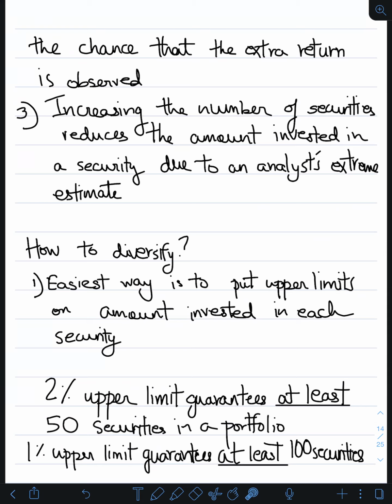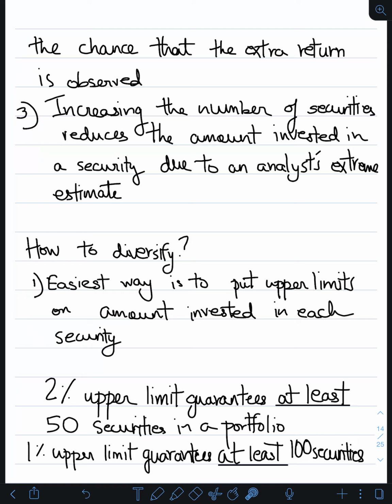And then the third one is that increasing the number of securities reduces the amount that we're investing in a particular security, due to the analyst's extreme estimate. And so, by increasing the number of securities, we're able to reduce the effects of that particular extreme estimate, and that helps us to reduce the overall risk as well. So how do we go about diversifying while at the same time utilizing the information given to us by analysts? The first way we could do that is we could put an upper limit on the amount invested in each security. What does that mean?